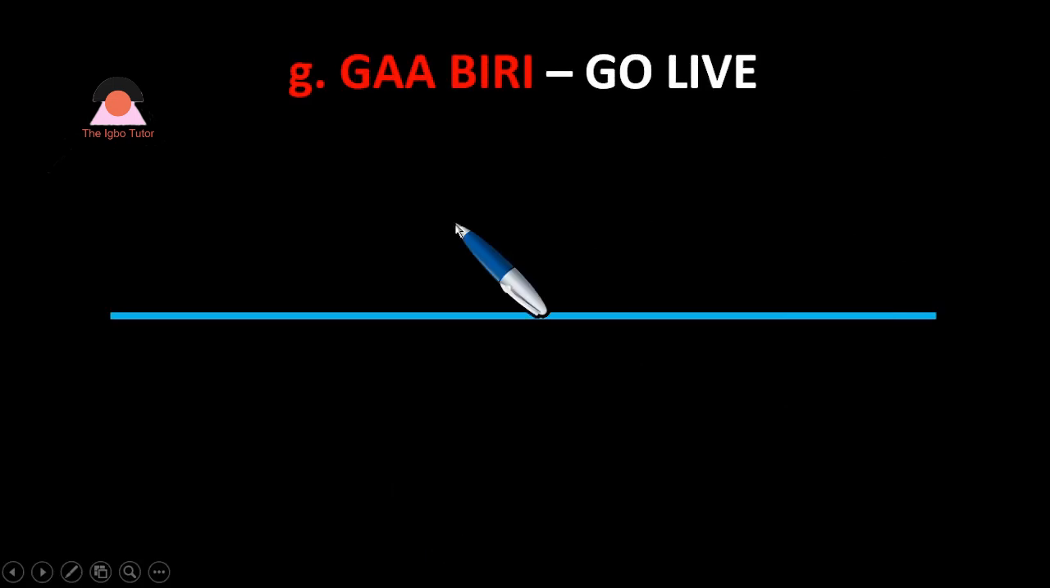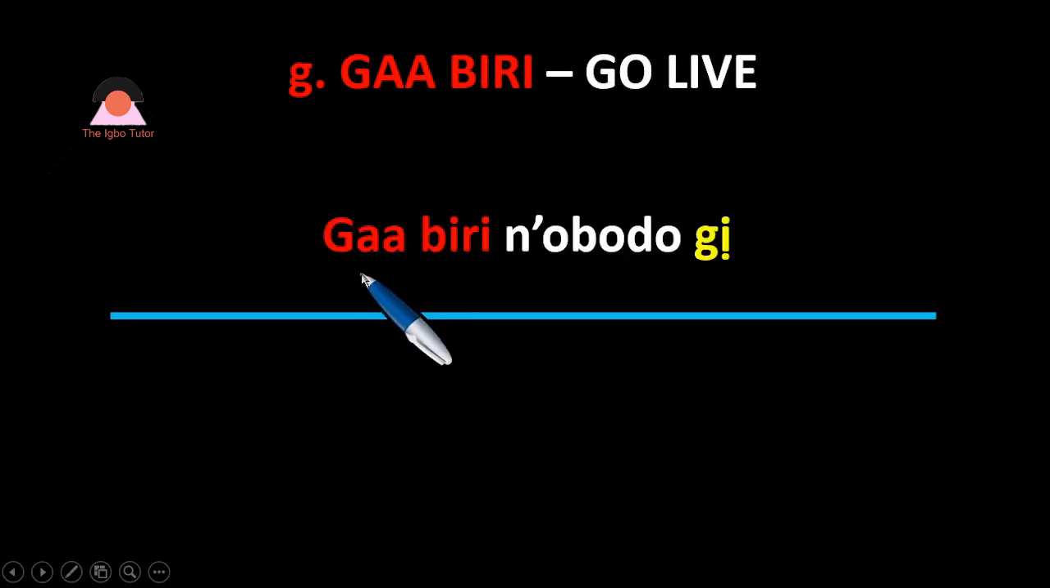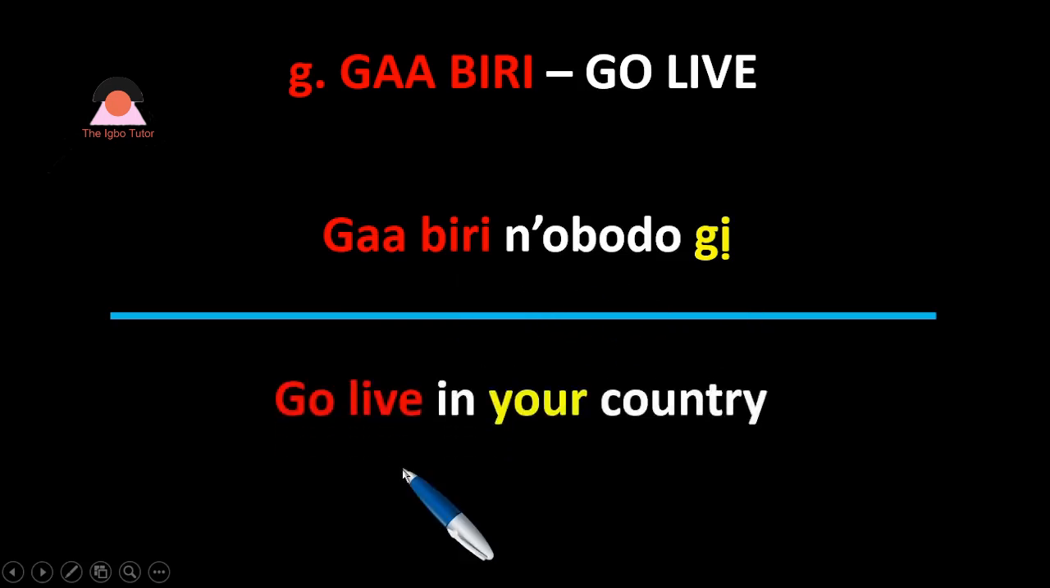Let's move on to the next one. Ga-biri, go live. This is an instruction. Ga-biri, go live. Let's have a sentence for this. Ga-biri n'obodo gị. This means go live in your country. Go live in your country. Ga-biri n'obodo gị. Let's go on.